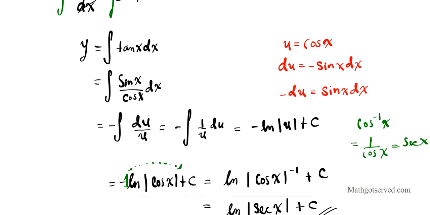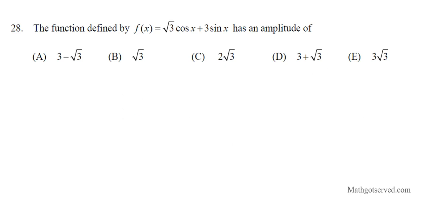Alright, let's move on to question number 28. It says a function defined by f of x equals root 3 cosine x plus 3 sine x has an amplitude of. Now this is a kind of weird problem, but let's take a look at it. If you look at this function, it looks very much like the sum identity for sine.